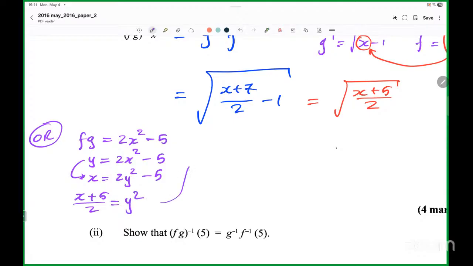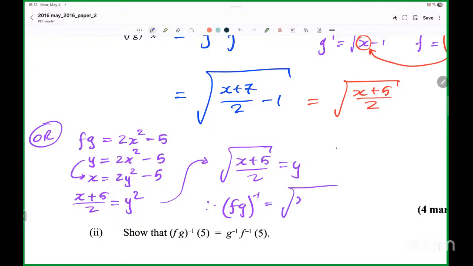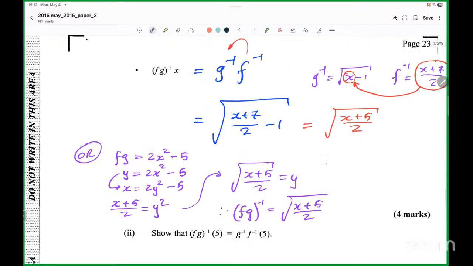And you square root both sides. So from here now, you're going to take the square root of both sides. You're going to get the square root of x plus 5 over 2 equals the y. And the y is the inverse of this function. Right? So therefore, fg r to the minus 1 will be equal to the square root of x plus 5 over 2. So this is the other method on it first. But I think it's easier to do it that way, using what you know already. You know that the inverse of a composite function equals the composite of the inverses when you flip them around. Alright? But this is the other method on this.